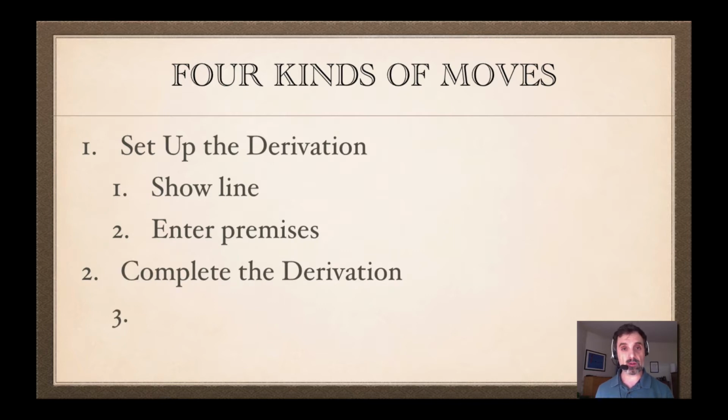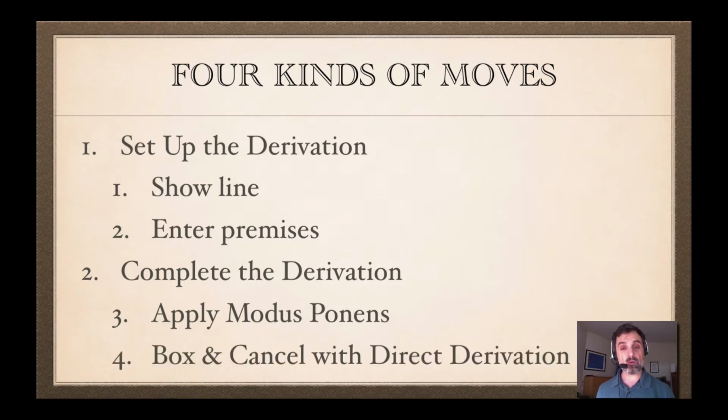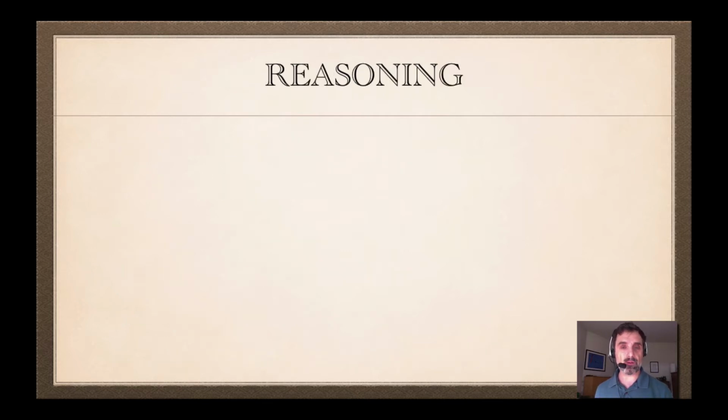So the first thing you can do is you can apply the rule Modus Ponens. And we'll see other rules as we proceed, and we'll also actually see other ways to set up derivations. But for right now, the setup is just the show line and the premises. And for this unit, we'll only be using one rule, the rule Modus Ponens. And then at a certain point, you'll be able to complete the derivation, and you do that by boxing and canceling with direct derivation. What does that mean? You'll find out in the next video. So right now, we're going to learn about this rule.